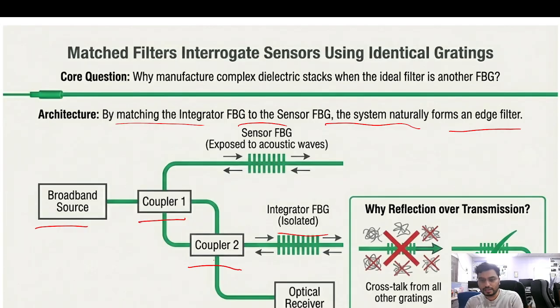So why reflection over transmission? Why do we prefer reflection over transmission? In a transmission there will be crosstalk from all other gratings, but reflection strictly isolates the lambda BR band, eliminating background noises. That's why we will take the reflection over the transmission beam.